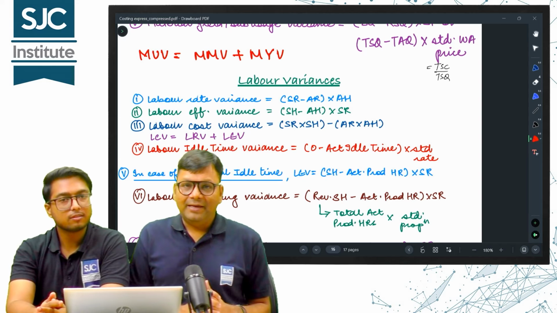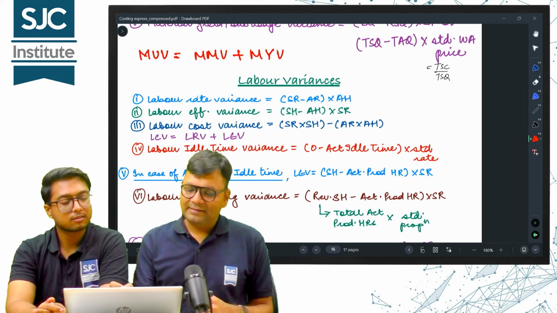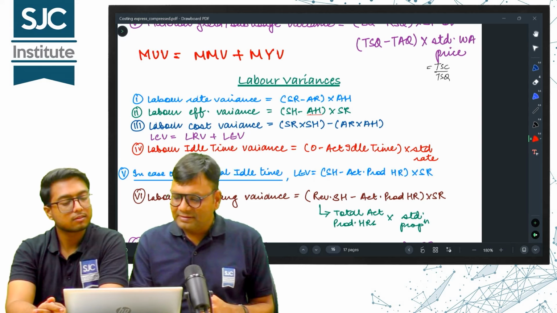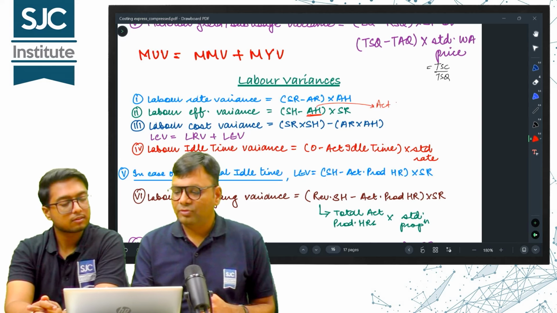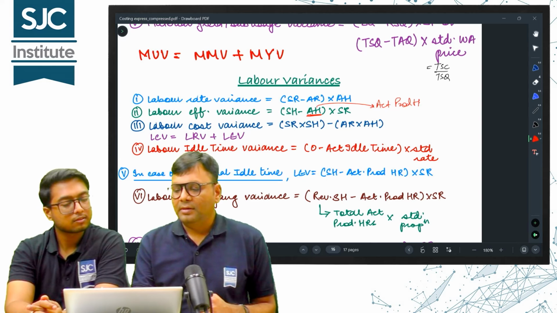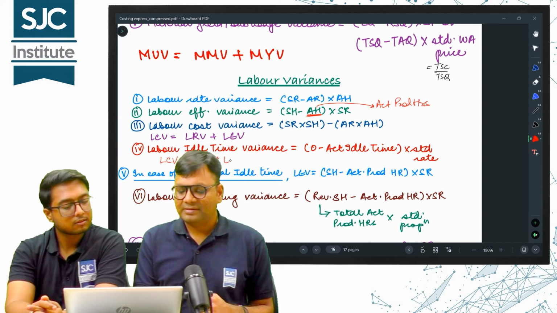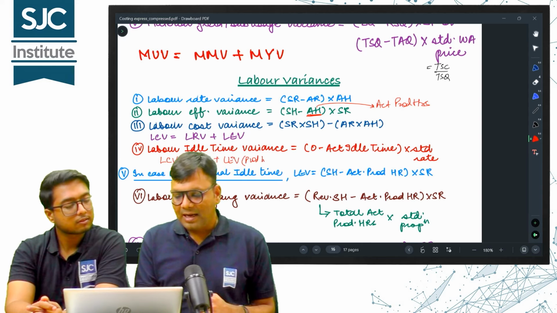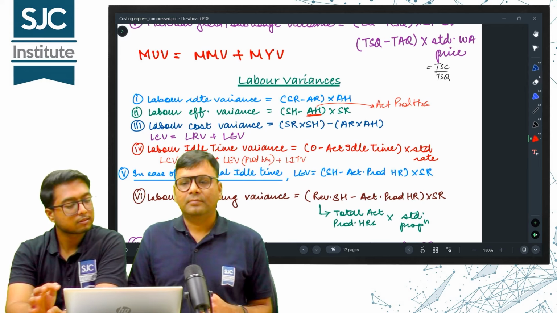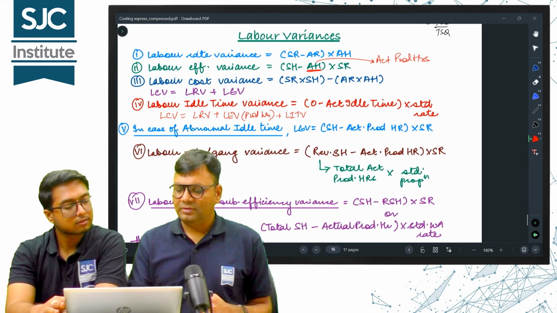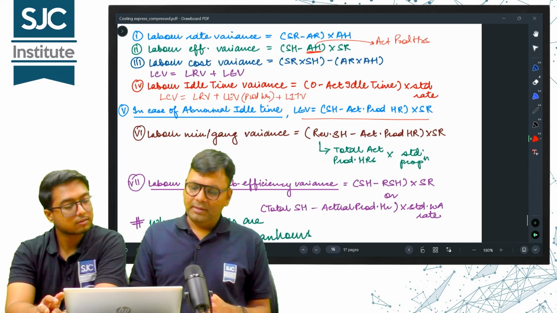Whenever you are calculating idle time variance, remember in that case the efficiency variance will have net actual hours, or you can say actual productive hours. The cross check will then be: labor cost variance is equal to labor rate variance plus efficiency variance based on productive hours, and you will also add labor idle time variance. Alright, so this is also mentioned here separately.